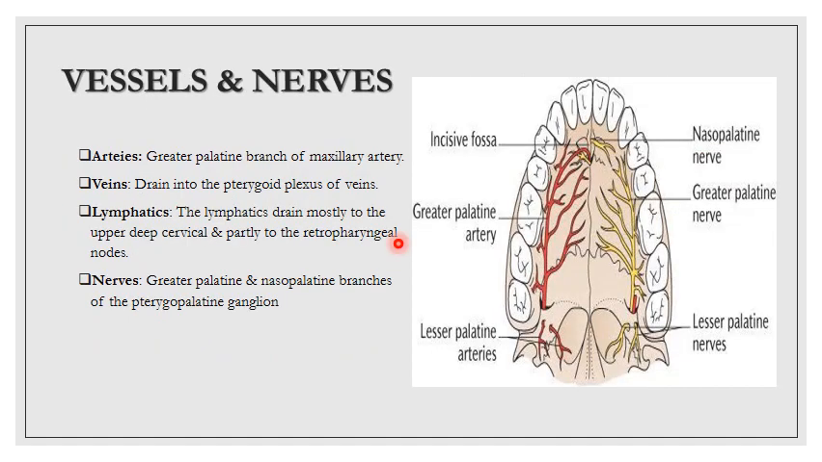Vessels and nerves of the hard palate. Arterial supply of the hard palate is from the greater palatine artery, which is the branch of the maxillary artery. Here you can see the greater palatine artery, which arises from the greater palatine foramen and supplies the hard palate. Veins drain into the pterygoid plexus of veins, and lymphatics drain mostly to the upper deep cervical and partly to the retropharyngeal nodes.